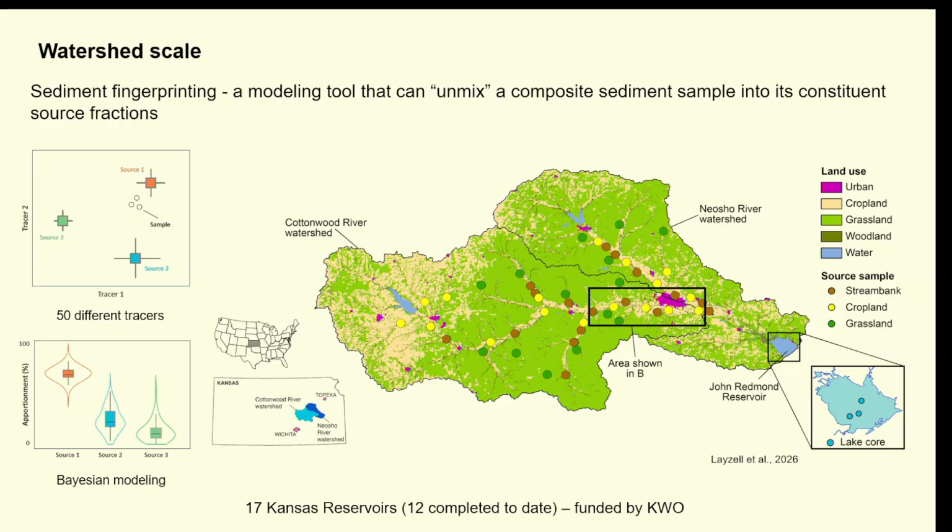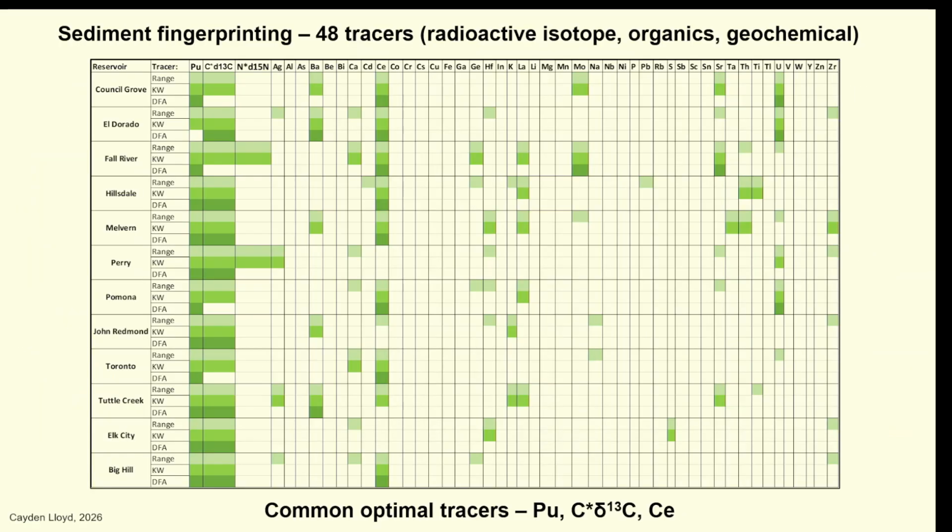We did this initially for John Redmond, and now we're doing it for a total of 17 of the Kansas reservoirs. We've got 12 completed so far that I'll show results for, all funded, thankfully, by the Water Office. Caden is doing all this work for his master's degree.